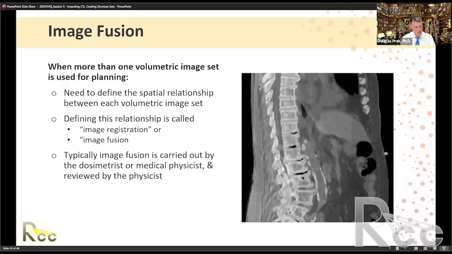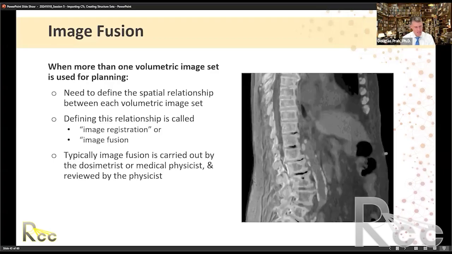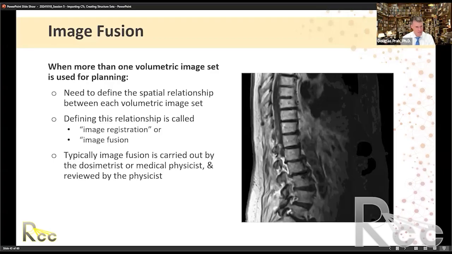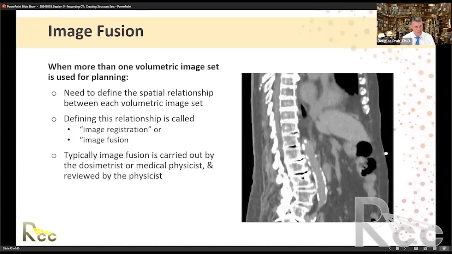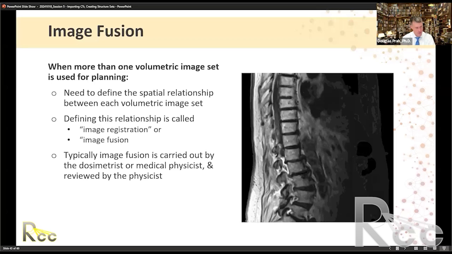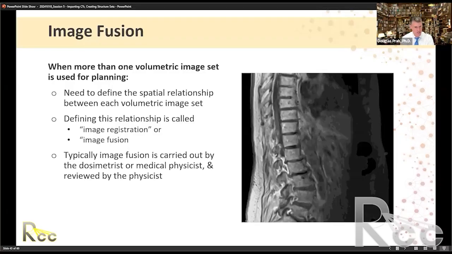So when you do image fusion, do your best to focus on the areas that you're treating and understand those issues. If you're going to use it to define a target, make sure the image fusion looks very good for the target. If you're going to use it to find a specific organ, make sure that that organ is fused. And sometimes you might have to fuse the image multiple times to get the information transferred that you need.